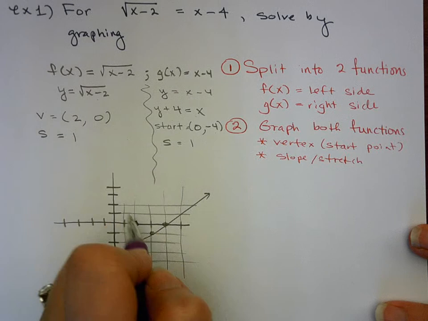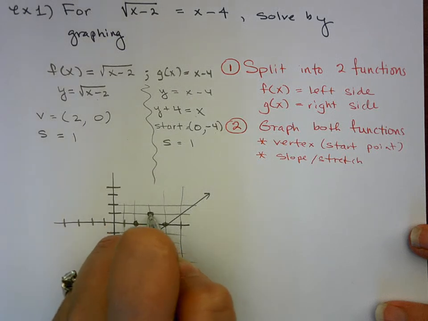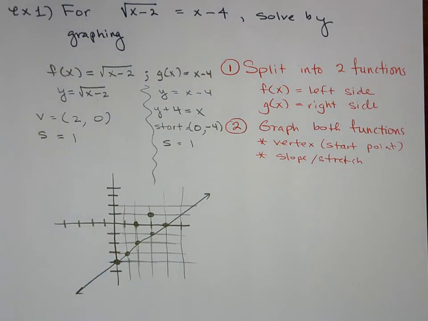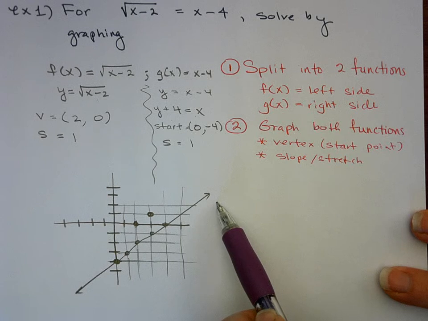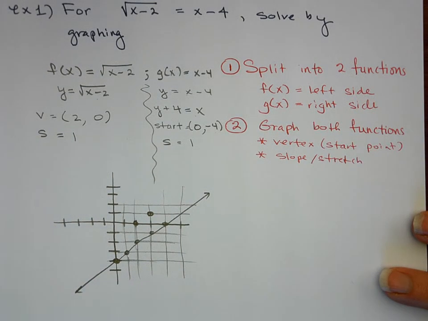Up 1 over 1. Can I do that again when it's not a linear graph? No, right? I can't do it again. I can only do it once. So if I try to graph this, I'm not going to be able to tell exactly where it crosses. I could be pretty close, but I can't tell exactly. So that means I need to do one more point, right? One more point on my square root.